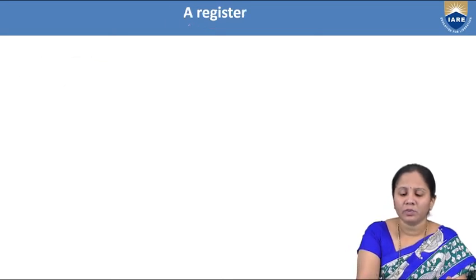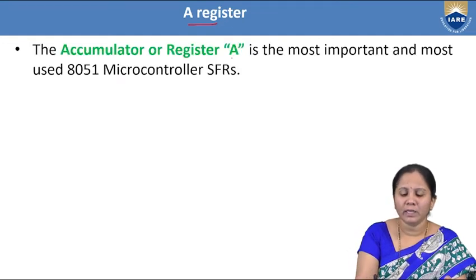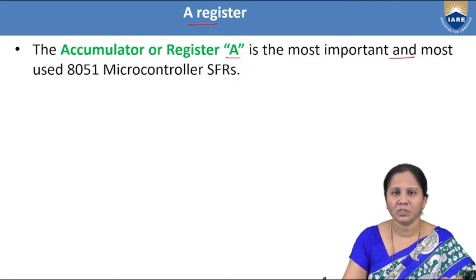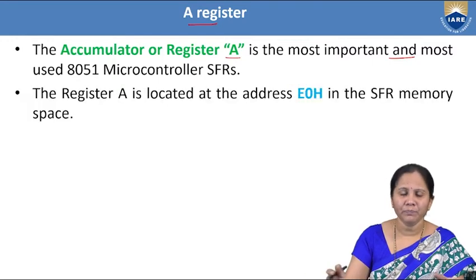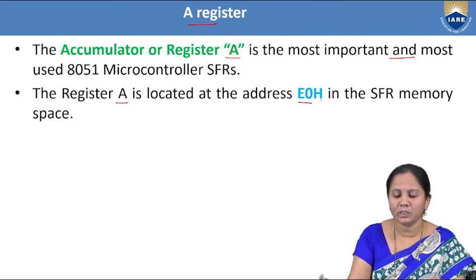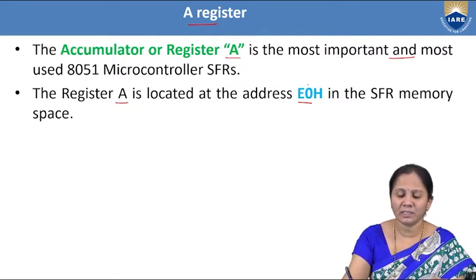First, we will talk about the A register. The A register can also be called the accumulator register. This is one of the basic registers that can be used in the 8051 microcontroller, which is available in the special function registers. The accumulator is the most important and most used 8051 microcontroller register. Register A is located at address E0H in the SFR memory space. So its fixed address is E0.